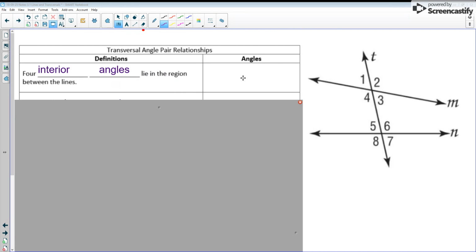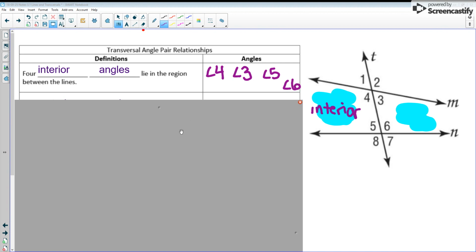We have interior angles, which makes sense, since they lie on the inside of the two lines. So these angles here would be considered interior because they are on the inside. Interior, inside. Those angles would include angle 4, angle 3, angle 5, and angle 6. Interior angles.